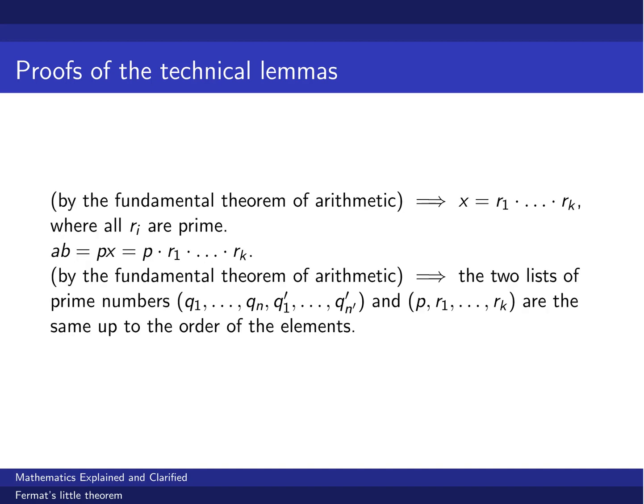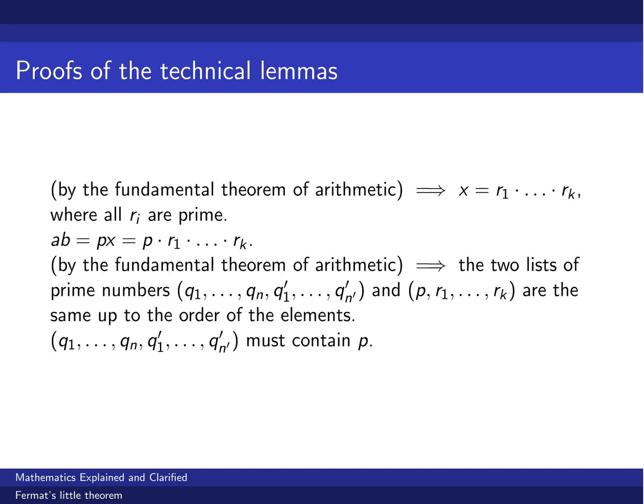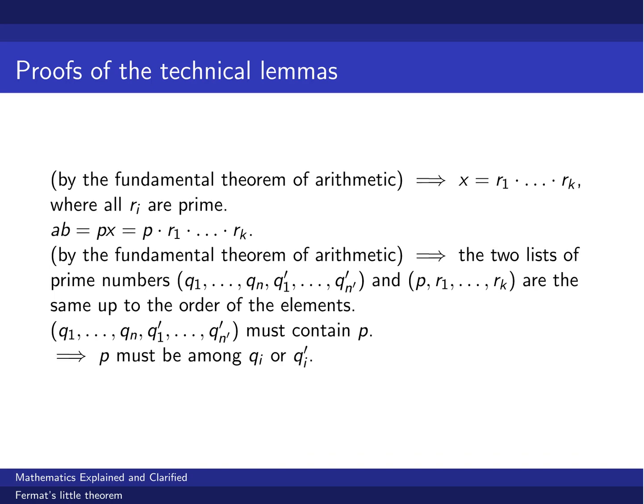So now we have basically two expressions of AB as the product of prime numbers, and by the fundamental theorem of arithmetic, the expression as the product of prime numbers must be unique. So the two lists of prime numbers, one of them is Q1 and so on Qn, Q1 prime and so on Qn prime prime, and the second one is P, R1 and so on Rk. These two lists are the same up to the order of the elements. So this is just a rearrangement, and in particular it means that the first list must contain P, because P is in the second list, so it must be contained in the first one as well. But this just means that P must be either among Qi or among Qi prime.